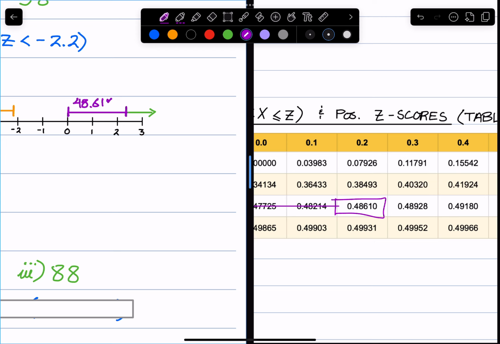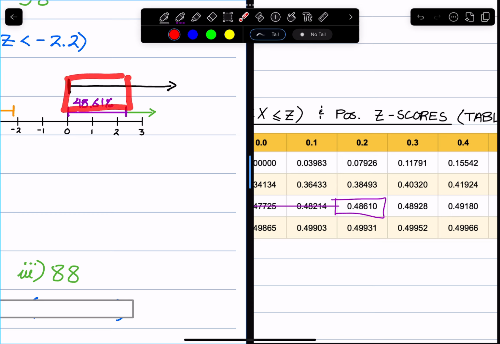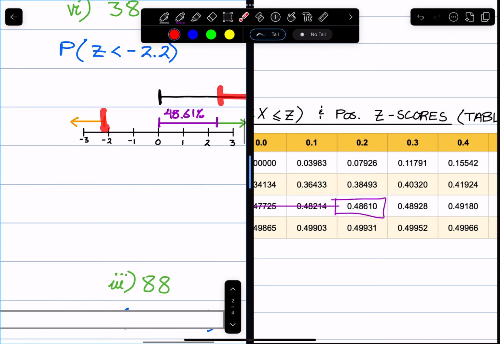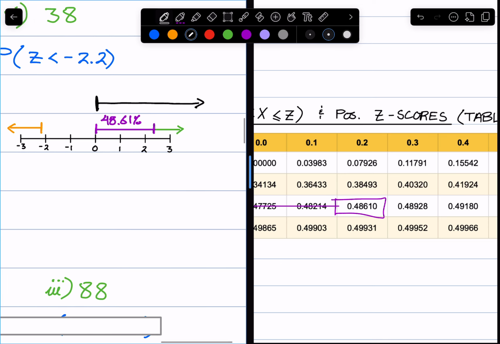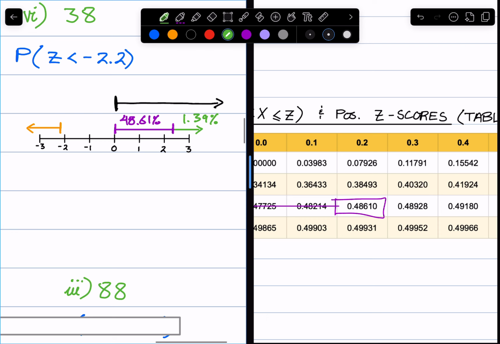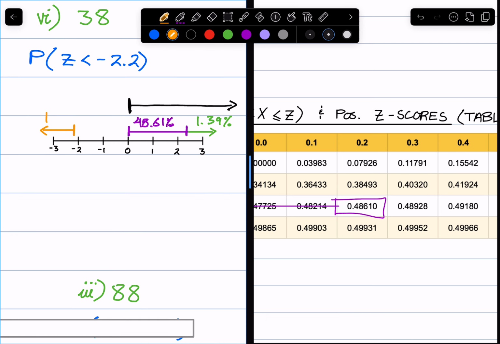2.2 in purple. This portion is 48.61%. But remember, we can take halfway to the right, and if we subtract that purple portion, we are left with this green bit, which is equivalent to this orange bit. So 50 minus 48.61. The portion we're working with now in green is 1.39%, which is the same as this portion here.